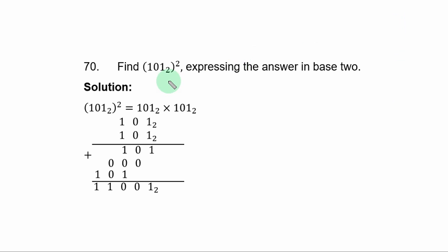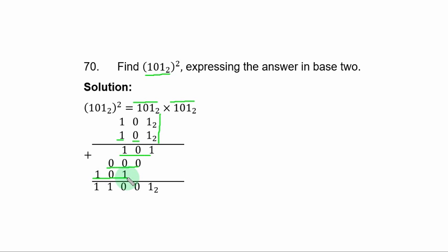Example 70, find 101 base 2 squared, expressing the answer in base 2. The square means that you multiply the number by itself in this form. So we have the arrangement for multiplication. 1 times 1 is 1. 1 times 0, 0. 1 times 1, 1. That is this row you have here. If you multiply by 0, you have this row, 0 all through. If you multiply by 1, you have this last row.